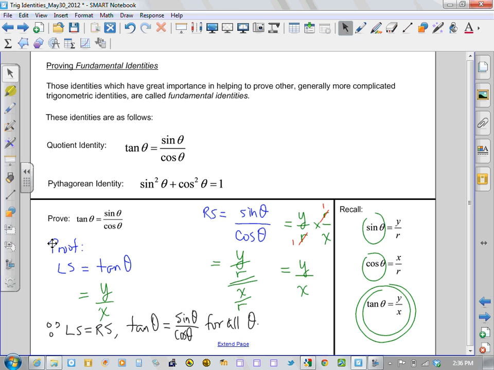So in the second part, which I would have you watch also this evening, we'll focus on the second identity here, which is the Pythagorean identity.